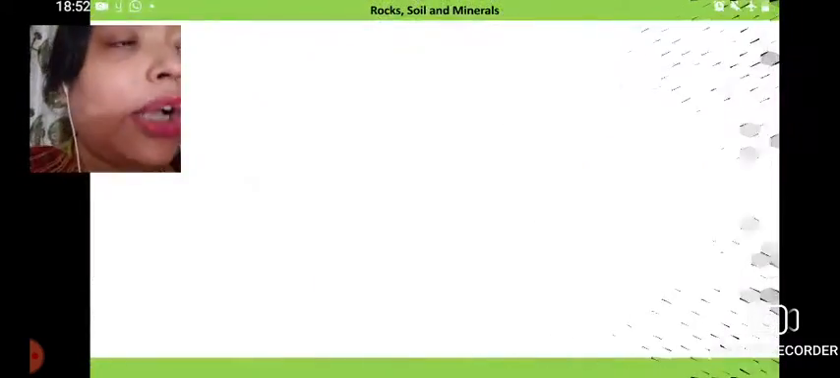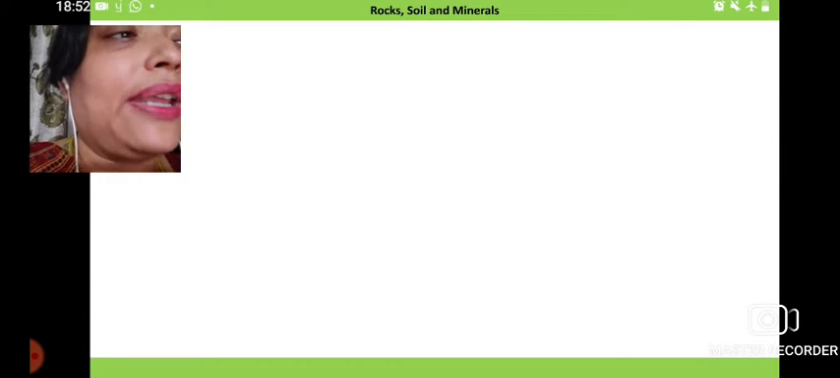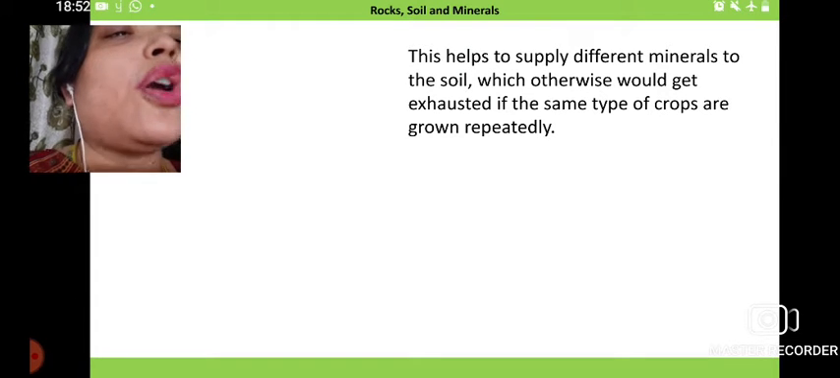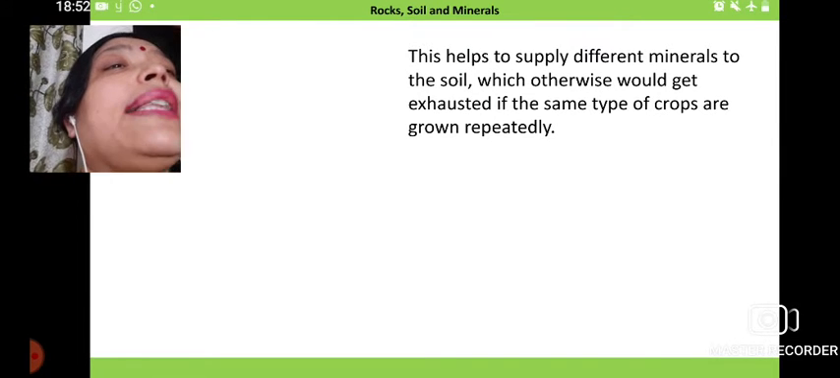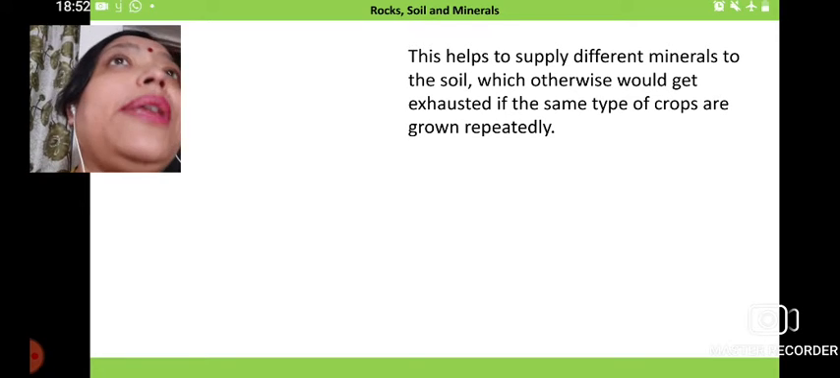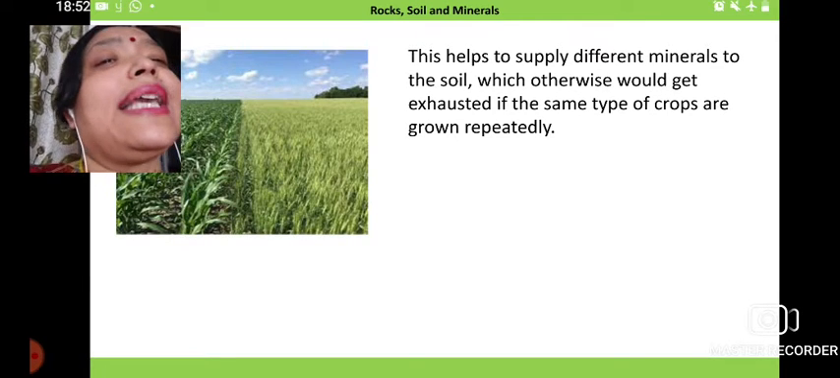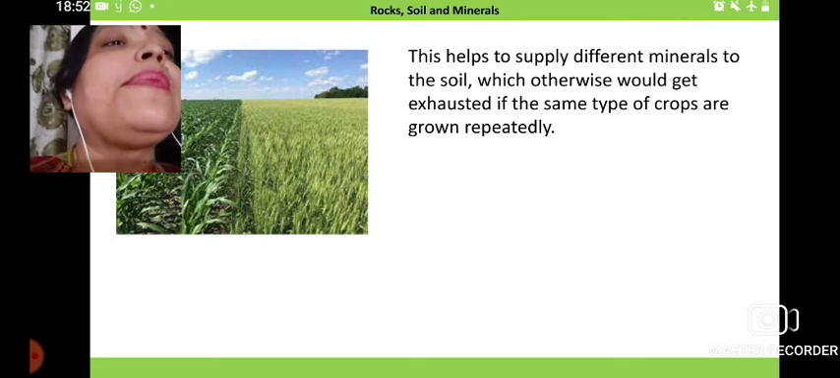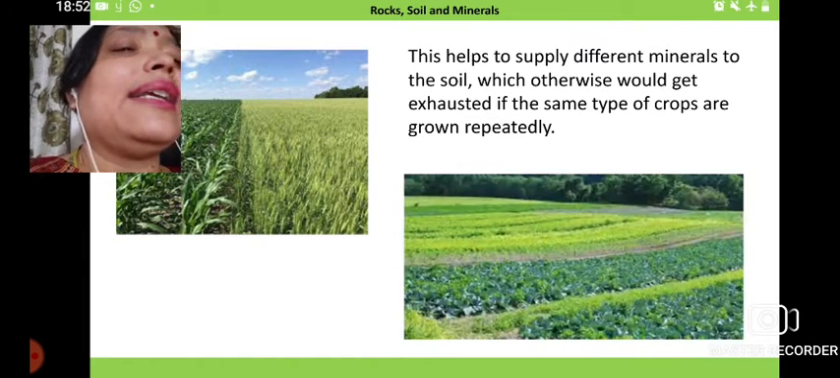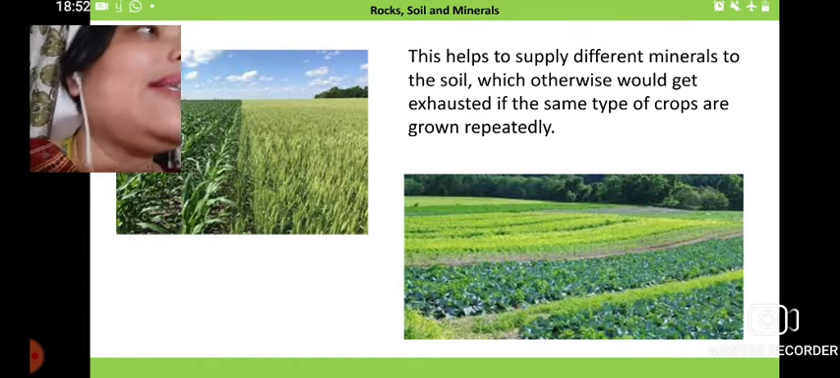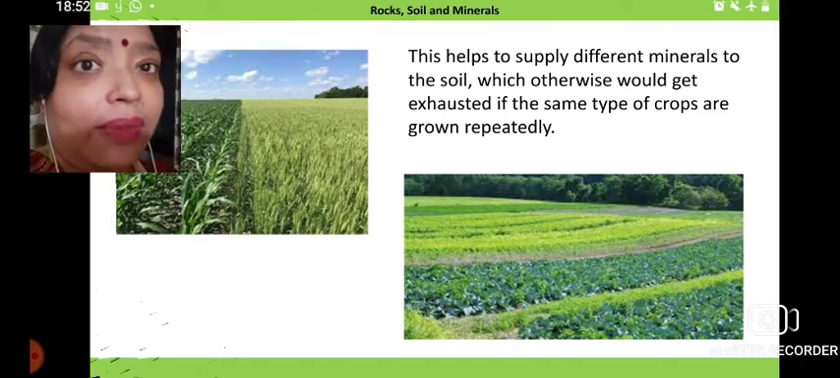So crop rotation no doubt is a very essential method to stop soil erosion, and this helps to supply different minerals to the soil, as I have told you, which otherwise would get exhausted if the same type of crop is grown regularly. So crop rotation is a very essential method in soil conservation.